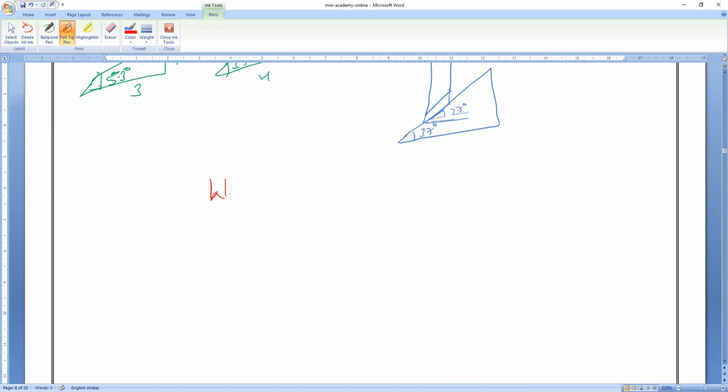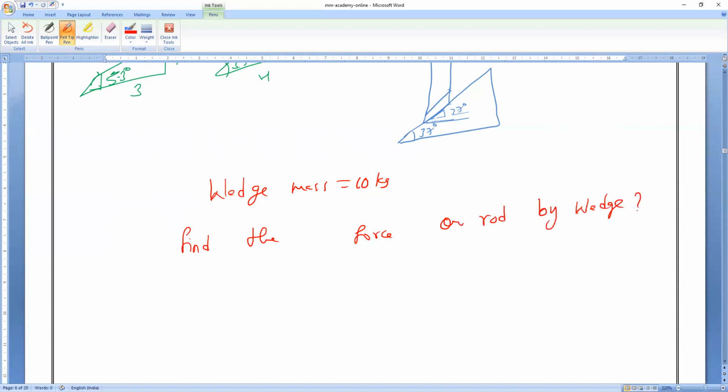Wedge mass is, for example, I am mentioning, wedge mass is equal to 10 kg. How much is it? Wedge mass? 10 kg. Okay. Then find the force on the rod by the wedge. That is the question. Now, what is the answer? Can you tell me?